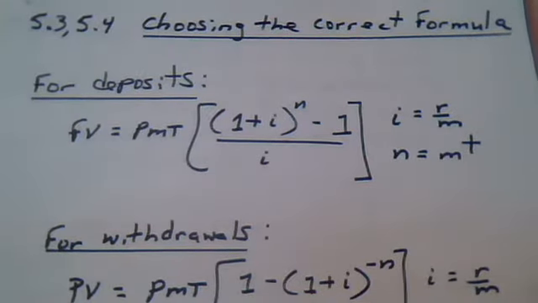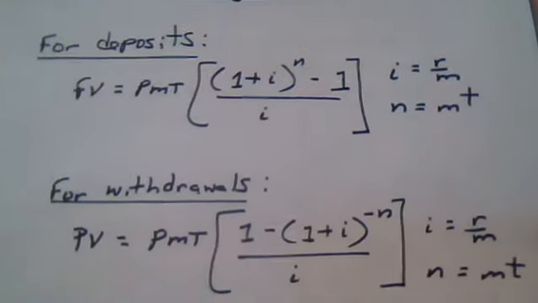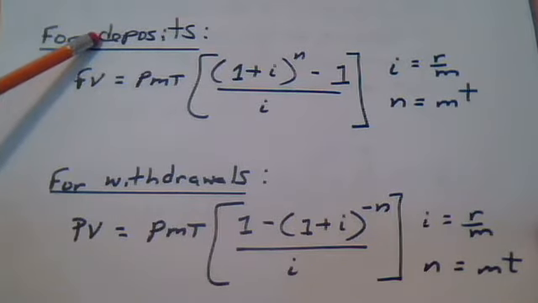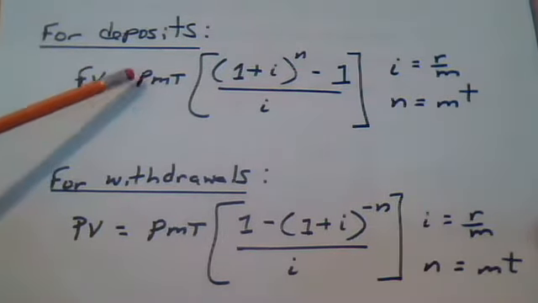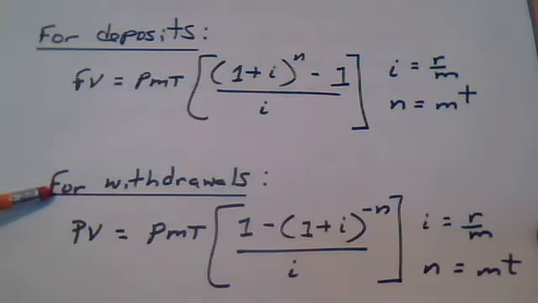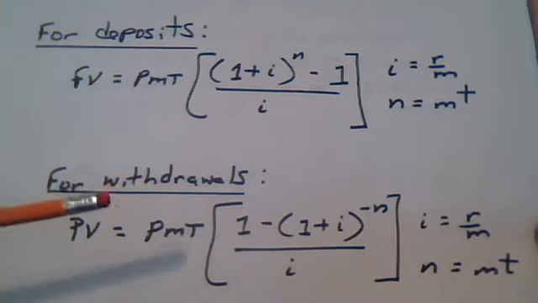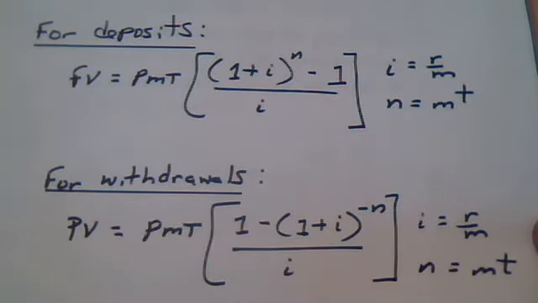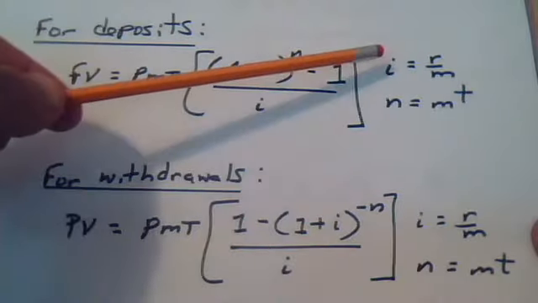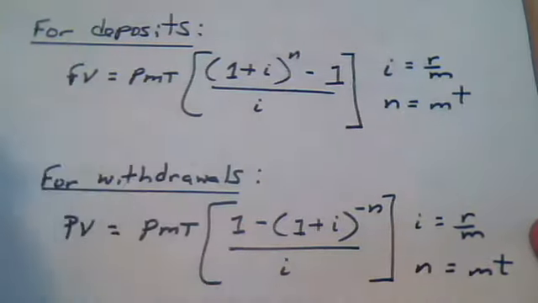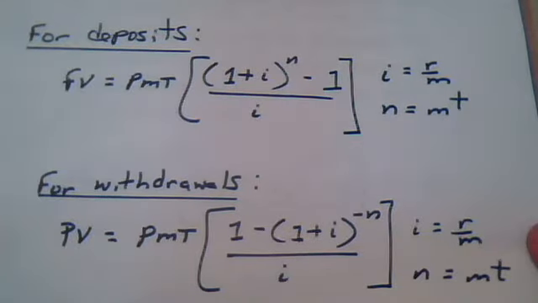Choosing the correct formula. If your problem is talking about deposits, then it's this formula, and PMT would be the deposit amount. If your problem is talking about withdrawals, then it's this formula, and PMT would be the withdrawal amount. Notice both of them have an I and an N, and the I and the N are defined the same way.